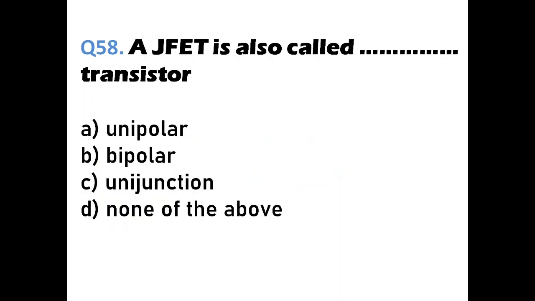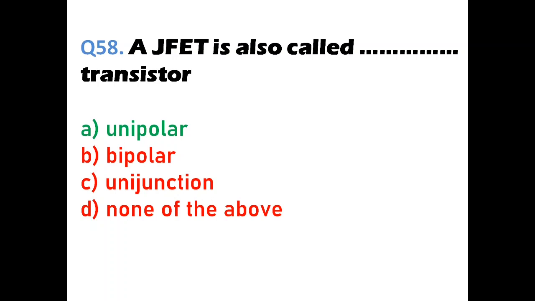Then we'll go to question number 58. A JFET is also called dash transistor. Now in the options we see unipolar, bipolar, unijunction and none of the above. Here we know that in JFET it is either N channel or P channel. If it is N channel, then only electrons will make the flow of current. If it is P channel, then only holes will make the flow of current. Either electrons or holes, not both. That means it is one polarity, that means it is unipolar. So here the answer is a JFET is also called unipolar transistor. So answer A is correct, unipolar.